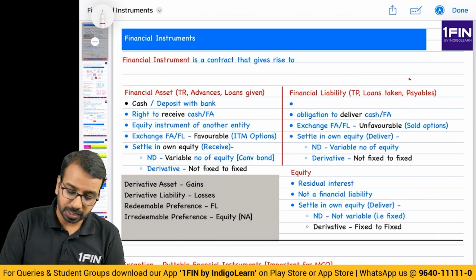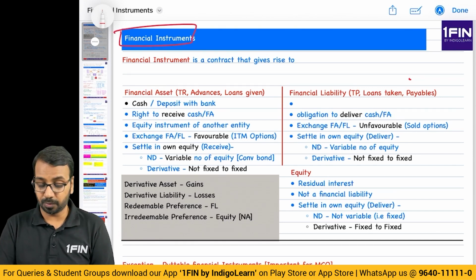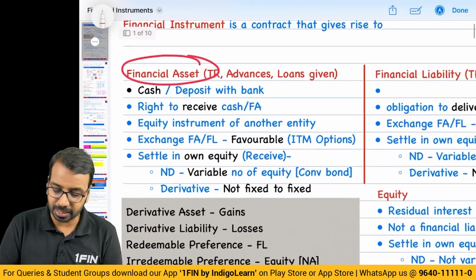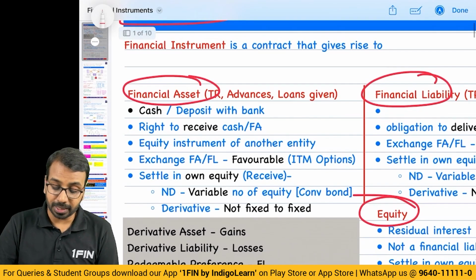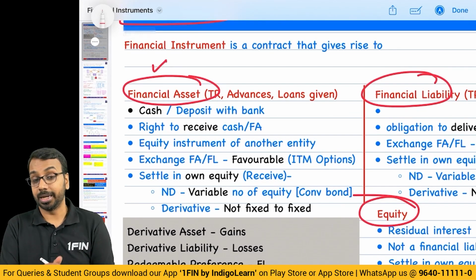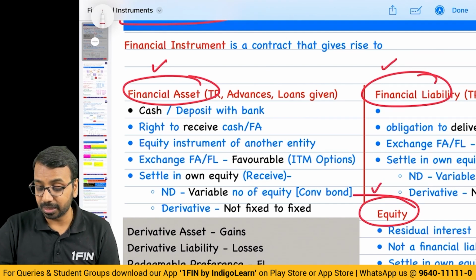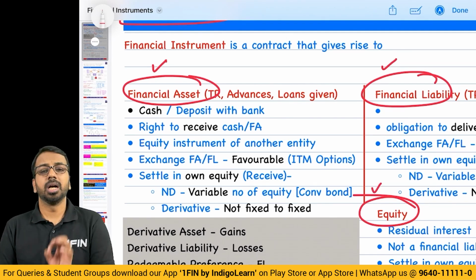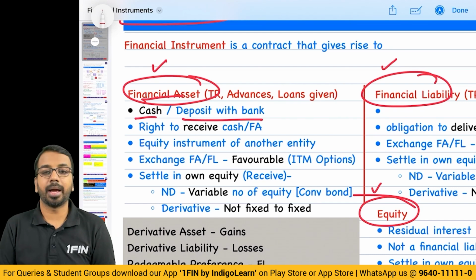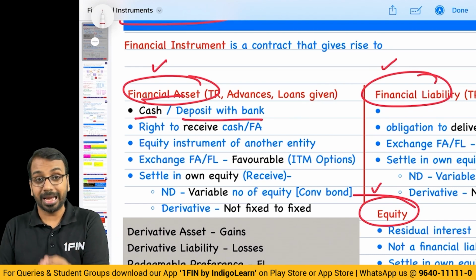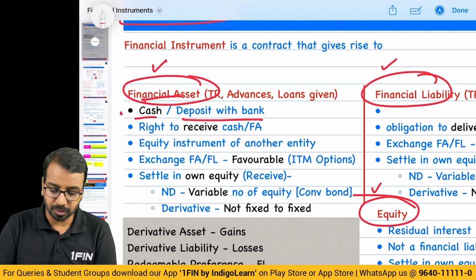Alright. Now, as far as financial instruments are concerned, all of us are aware you have either a financial asset or you have a financial liability and equity. A financial instrument is a financial asset for one entity, and for the other entity it is either a financial liability or equity. A quick recap of what is a financial asset: cash deposit with bank. So anything you have in cash, cash in hand, cash at bank is a financial asset.